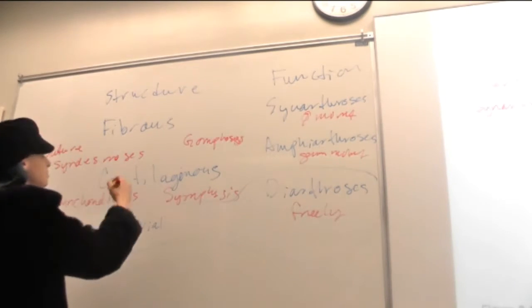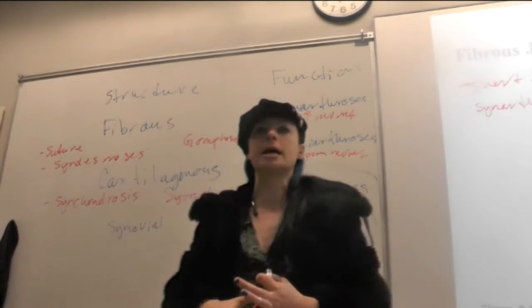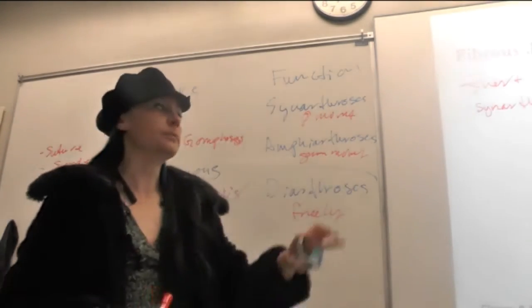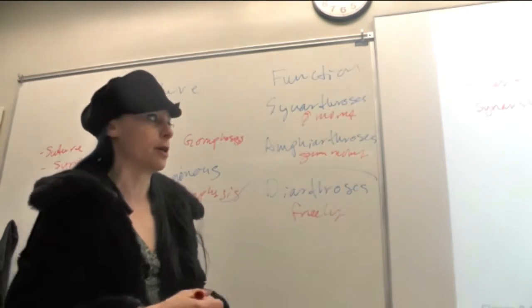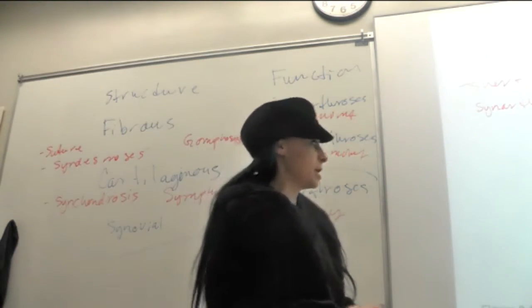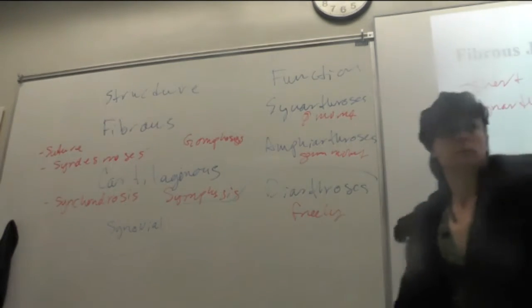But in our syndesmoses, we just have these bands of collagen fibers of varying lengths. And they're not freely movable, they allow some movement, so they're amphiarthroses by functional classification. Okay? Who had a gomphosis?